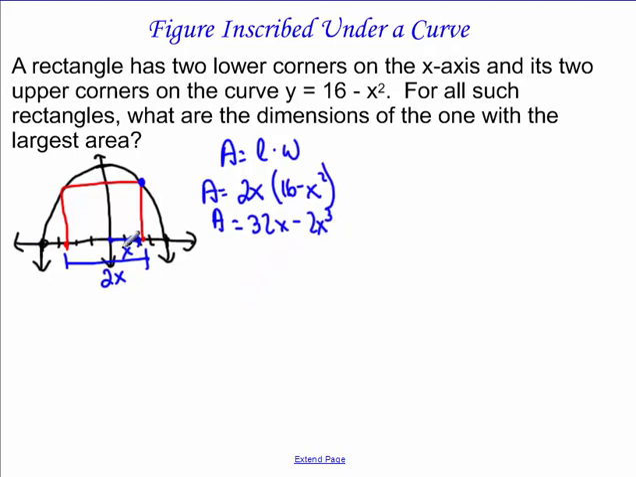We need to figure out our domain restrictions on x. Well, the largest that x can be is from negative 4 to 4, because if I go larger than 4, your rectangle is going to be outside your curve, and that wouldn't make any sense. Now we take our derivative. So we find the derivative of area because I'm trying to maximize or minimize this. So that would be 32 minus 6x squared.